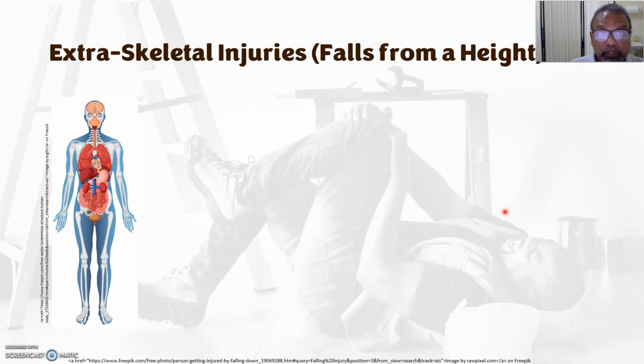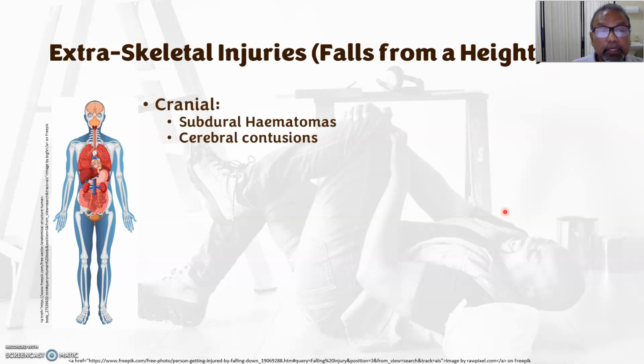So what about the extraskeletal injuries? The brain floats in the CSF inside the skull, so it is relatively mobile. And as a person falls, when they hit the ground and the skull stops moving, the brain continues to move, leading to shearing forces between the brain and the skull, bleeding of the bridging veins, which may lead to the development of subdural hematomas. Also, the brain is compressed against the inside of the skull, leading to cerebral contusions.